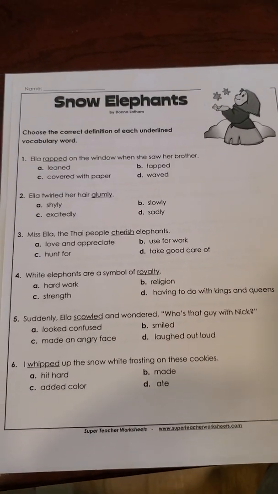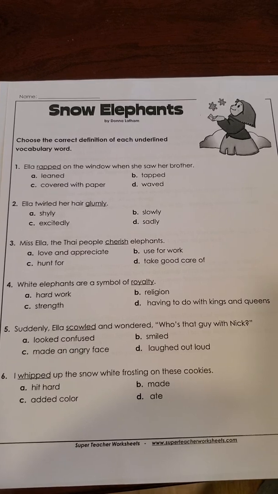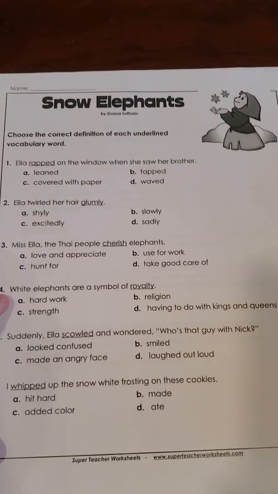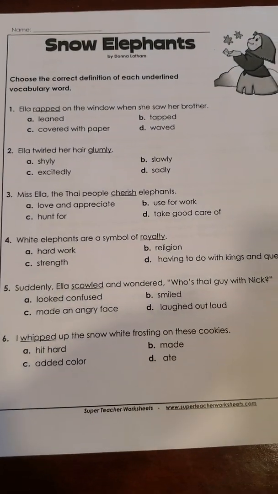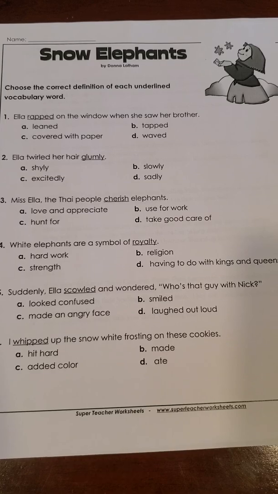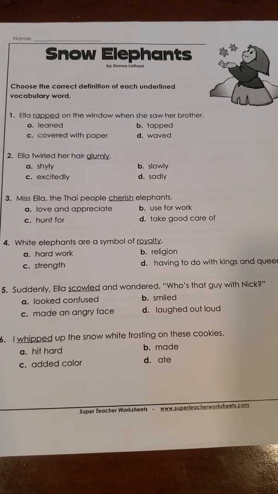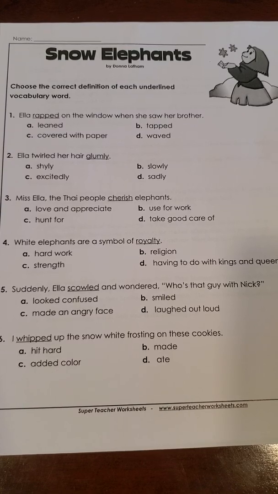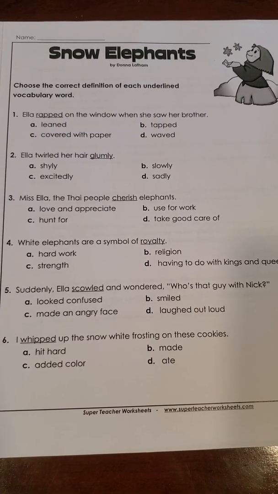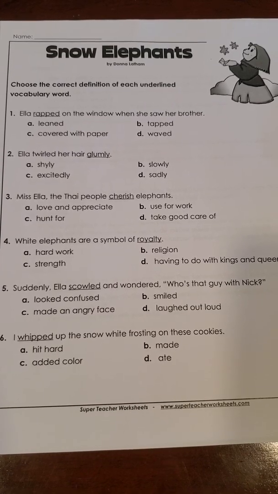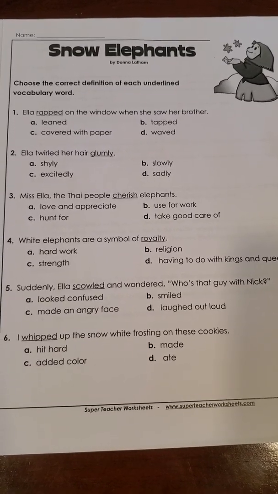Number 5, suddenly Ella scowled and wondered, who's that guy with Nick? So what would that word scowled mean? Looked confused, smiled, made an angry face, or laughed out loud. And then number 6, I whipped up the snow white frosting on these cookies. So what would whipped mean? Hit hard, added color, made, or ate? So which one of those words would mean whipped if you're whipping together something?